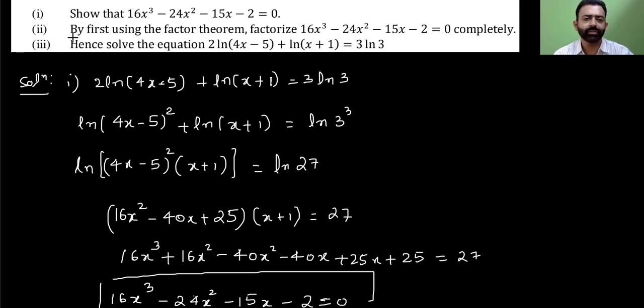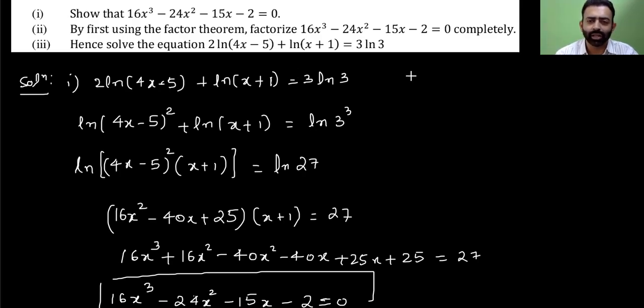Second part says, by first using the factor theorem, factorize this 16x cube minus 24x square minus 15x minus 2 equal to 0. Right? So for that we need to find out, by using hit and trial method, what will be the first zero of this. Then only we will be able to determine one factor. Okay. So if you put x equal to 1 in the given cubic equation, let us see whether it will satisfy the equation or not, right?